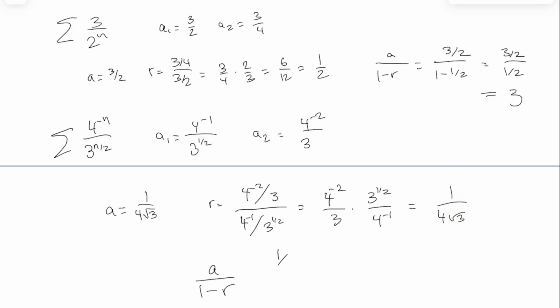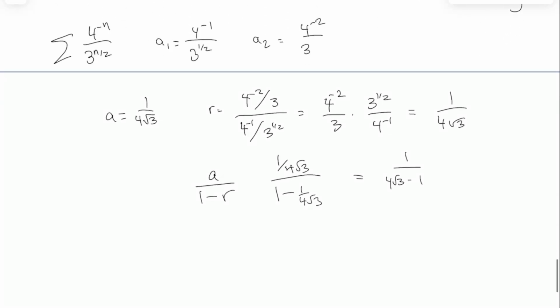Anyway, it's 1 over 4 root 3 divided by 1 minus 1 over 4 root 3. And I don't think it's worth trying to simplify that. You could, I suppose, multiply through by 4 root 3 on the top and the bottom. That would turn this into 1 over 4 root 3 minus 1. That's a little nicer, but I don't care so much about that.